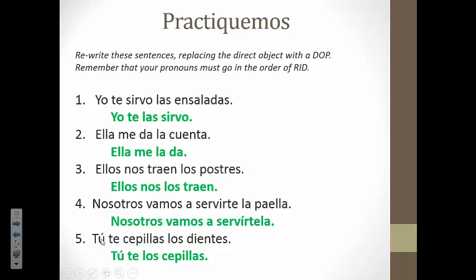And 5. You brush your teeth. Trying to say you brush them. Notice, cepillarse, that's a reflexive verb, so you've got a reflexive pronoun here. To say you brush them, tú te los cepillas.